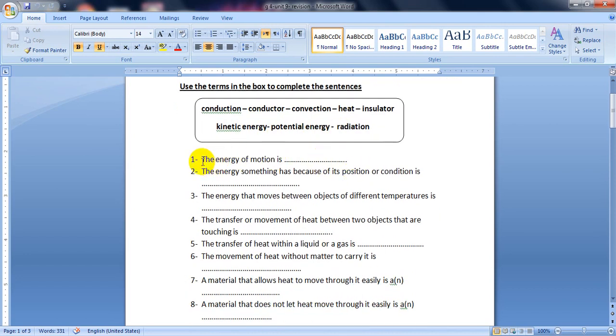Sentence number 1. The energy of motion is when an object is moving. Which kind of energy is that? It's kinetic energy. So, number 1, we choose kinetic energy.